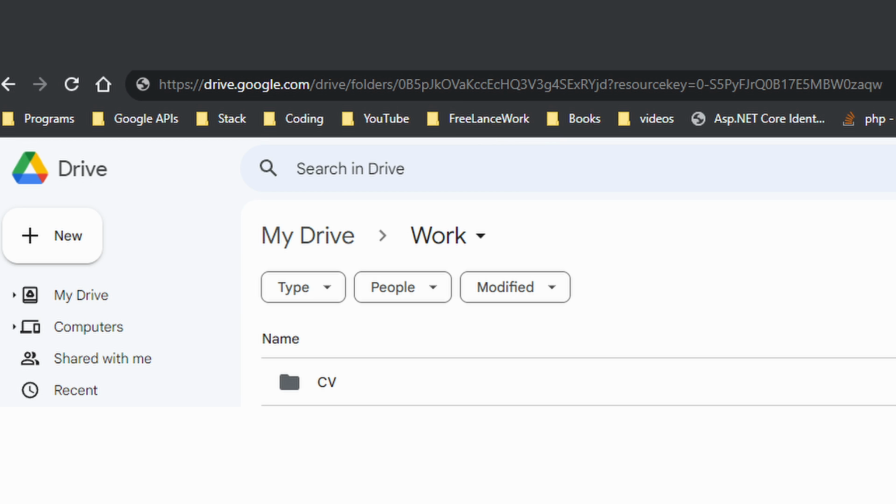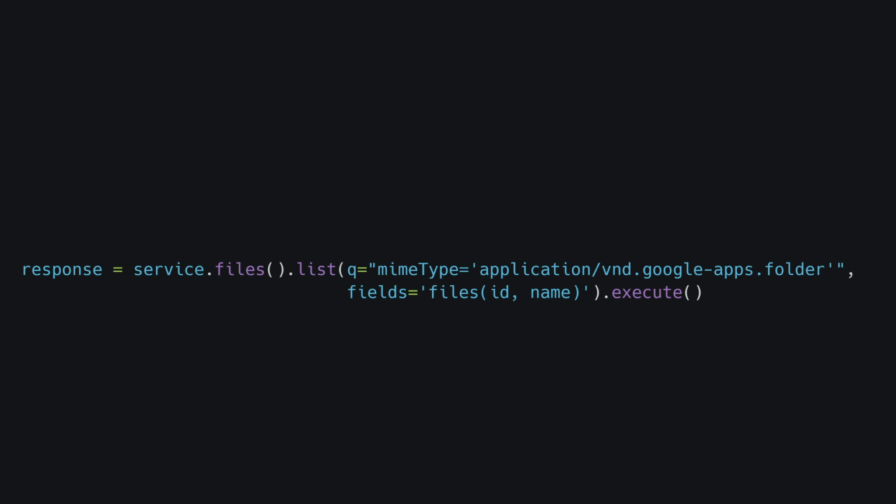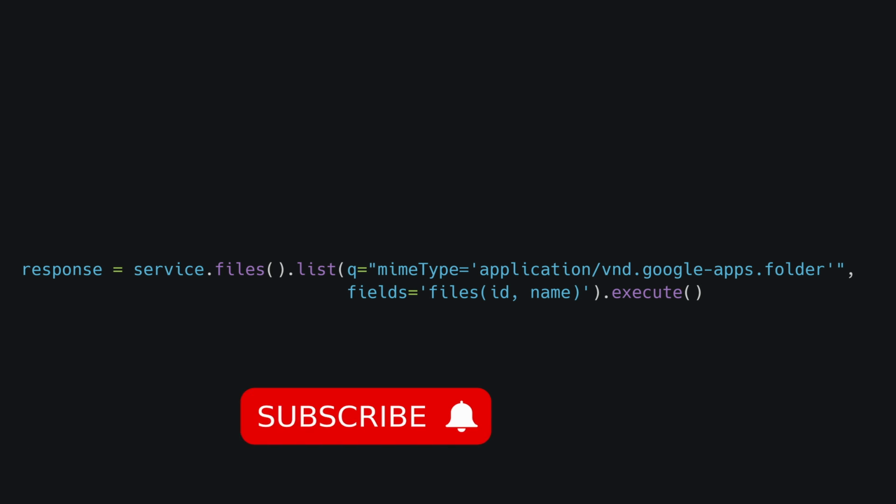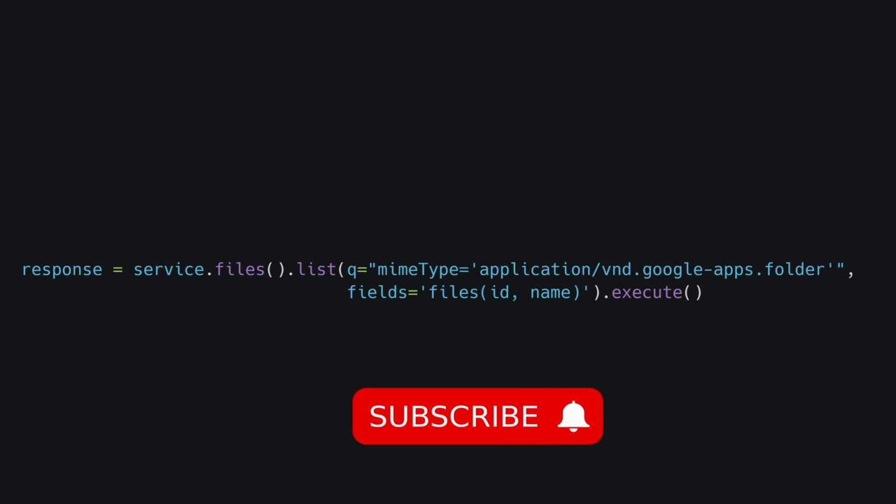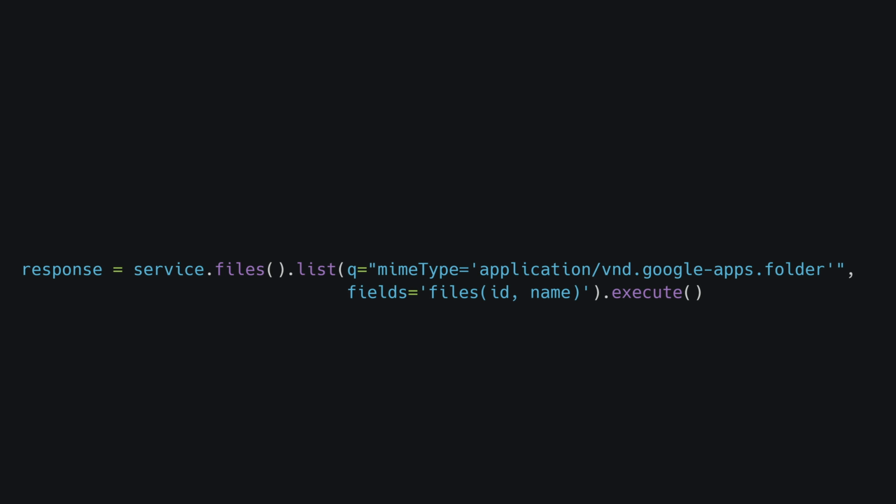You could also use the files list method. You can use it to request a list of files with the MIME type of folder, that being application/vnd.google-apps.folder. This response will include a list of all of the folders with their file ID. Just remember, you can use the q parameter to search for the file name or the folder name that you're looking for.